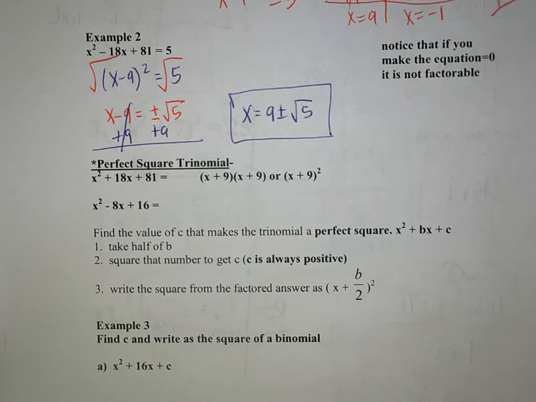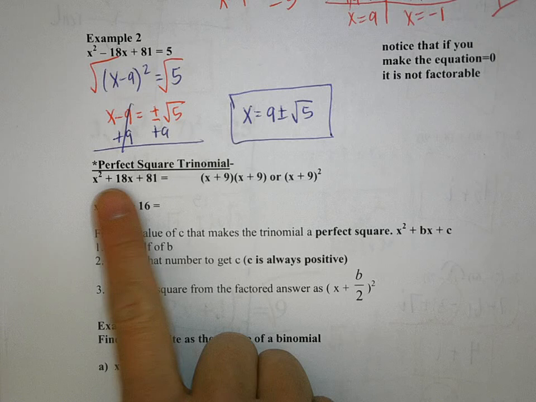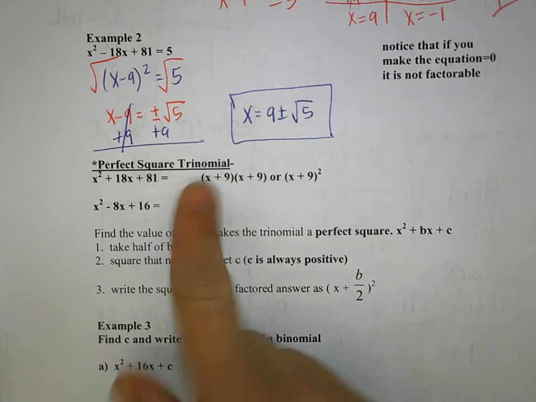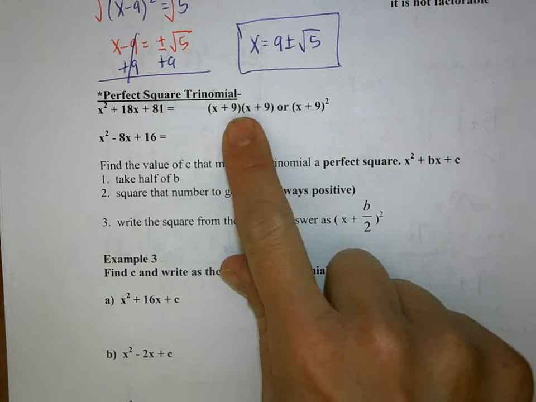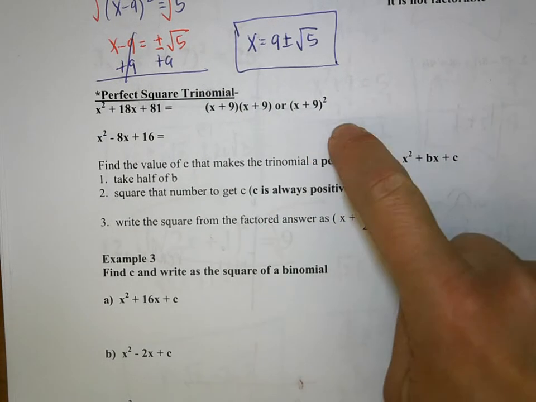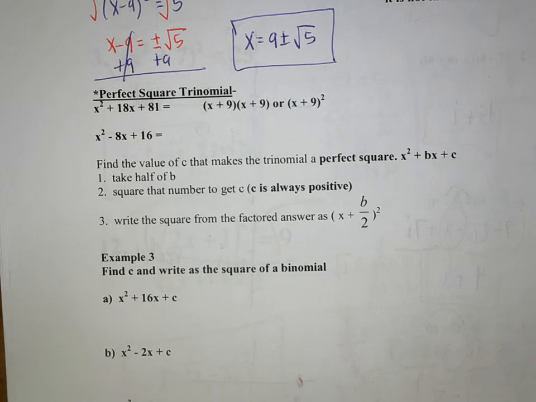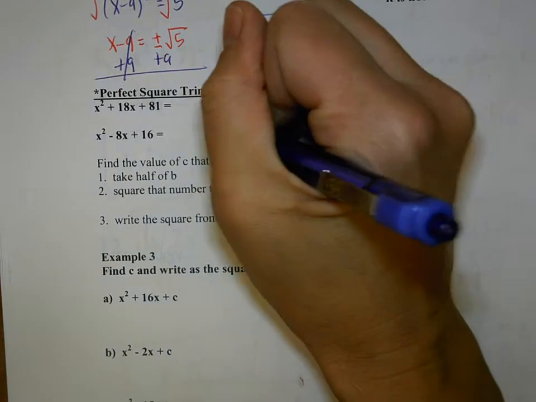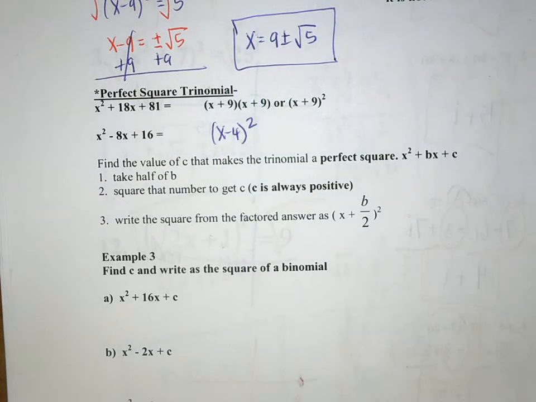Okay, the next part, they're going to just ask you sometimes to write something as a perfect square trinomial. So again, this goes back to just the other examples we already did. This factors to be x plus 9, which is x plus 9 squared. That's your perfect square trinomial. Okay? This one would end up factoring to be what? This would be x minus 4 squared as your perfect square trinomial.